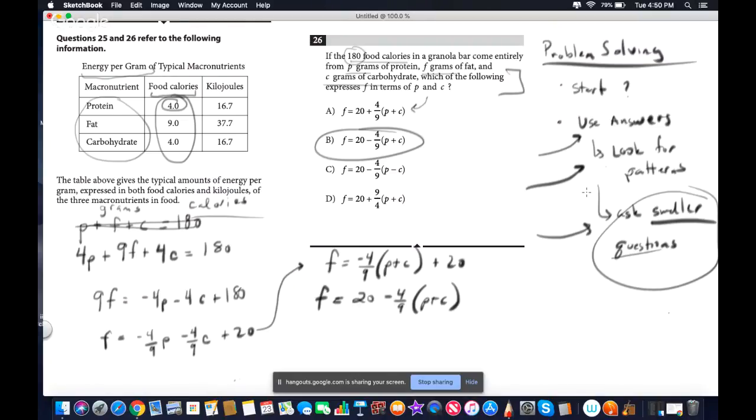What's the deal with 4? What's the deal with 9? What do P and C and F stand for here, right? You can ask yourself these small questions. Don't feel like you have to, in one fell swoop, get the right answer.